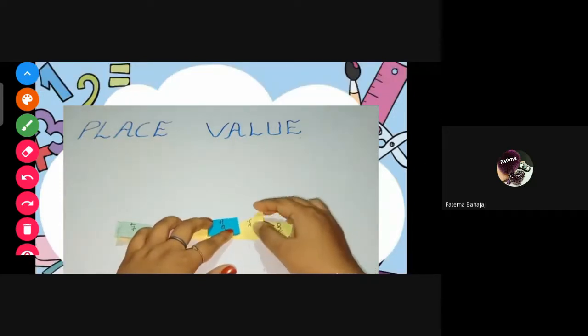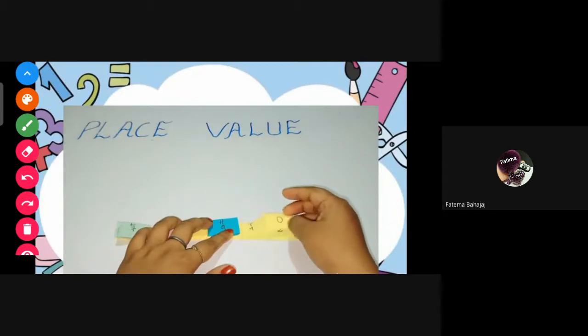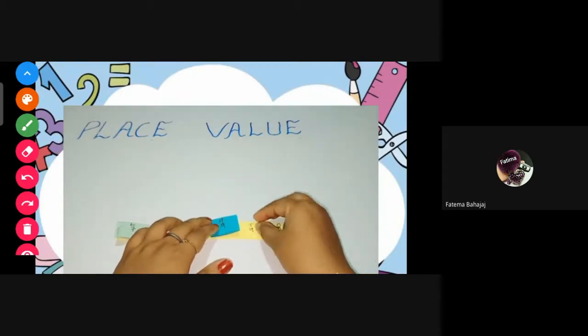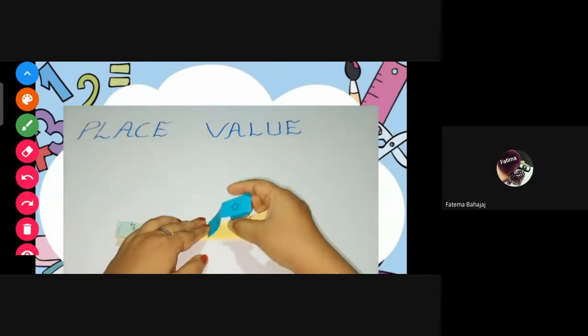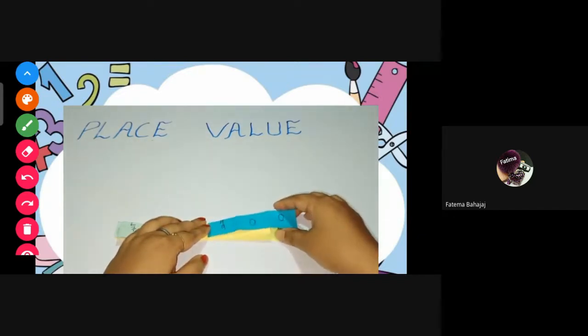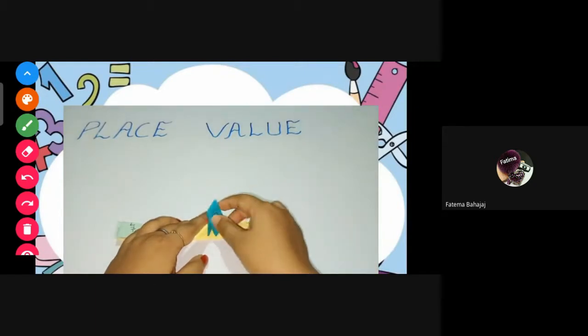So first, the place value of this 4. The place value of 4 is 40. Then the place value of 9. So now again she will open the whole strip. So 900. Yes, understood.